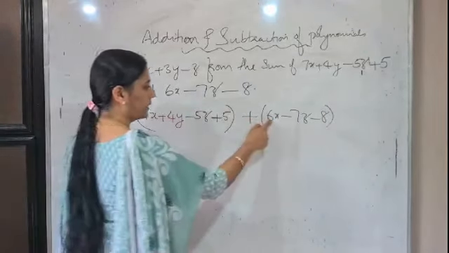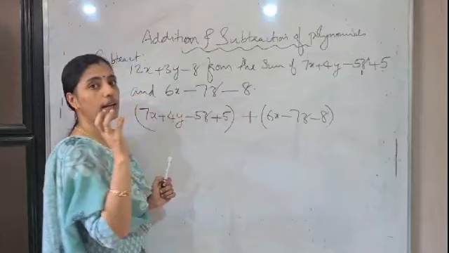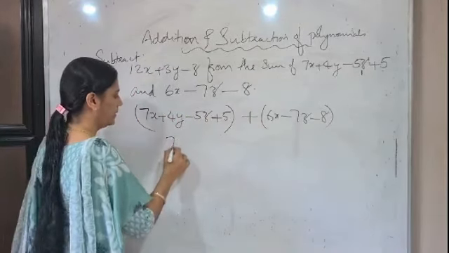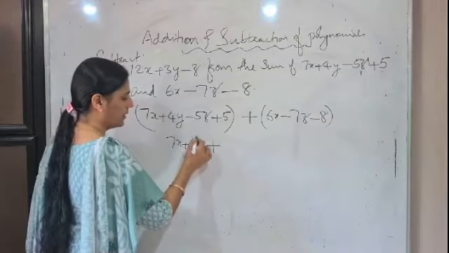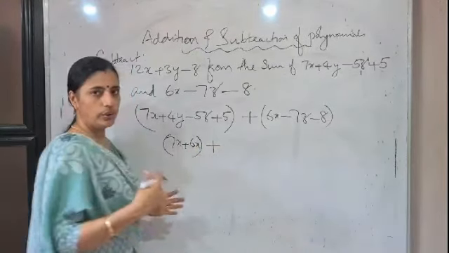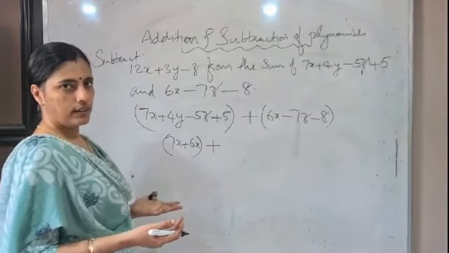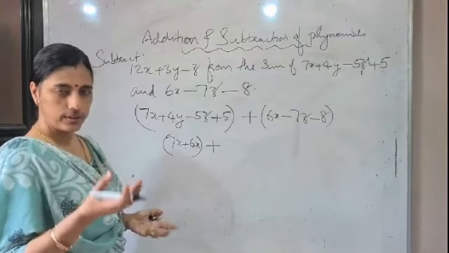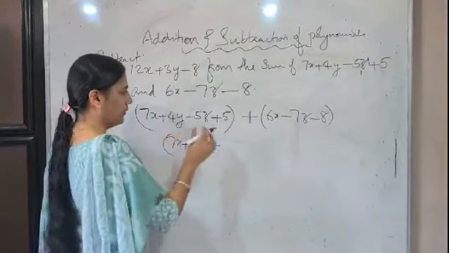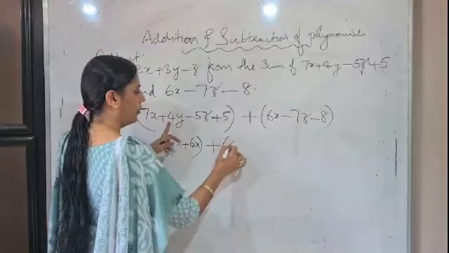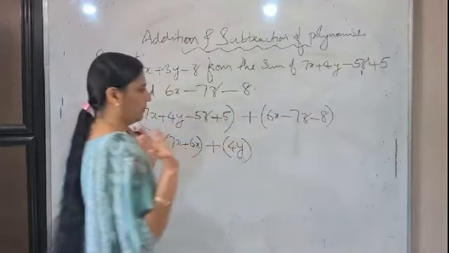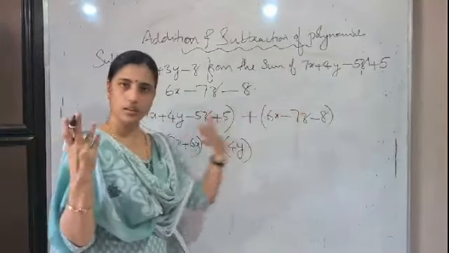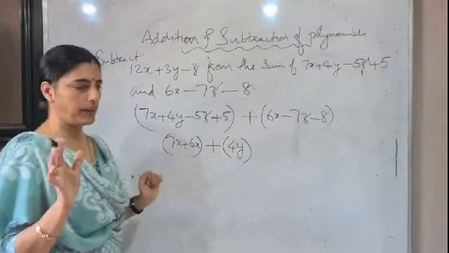Now all x terms, like terms, you write together. 7x plus 6x. Then plus. I told everything you write plus. Then the sign before, you have to take, that I will tell you. 7x plus 6x. Next 4y. Here no y's, so nothing. No y terms are there. So nothing to take from that bracket.